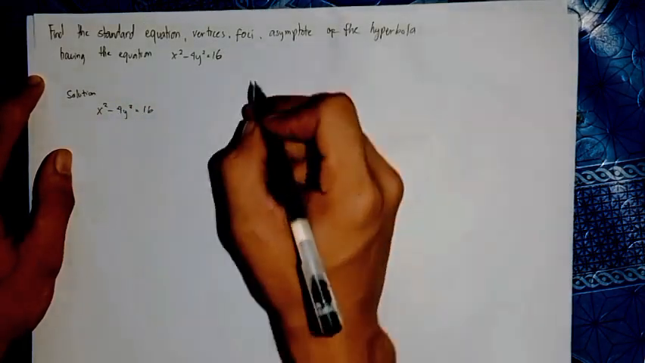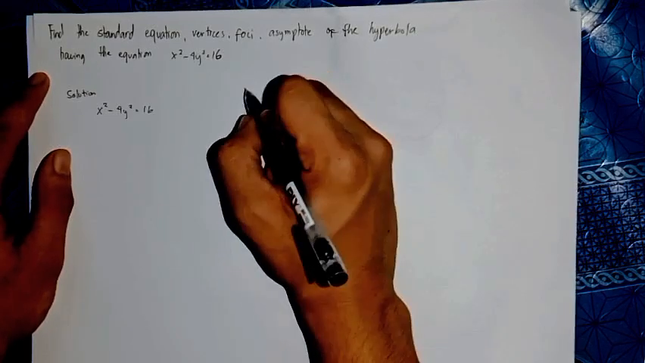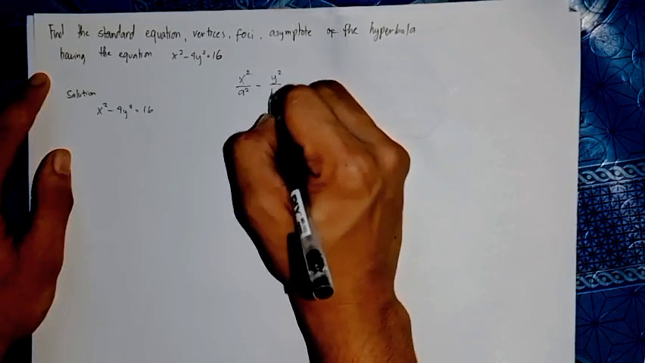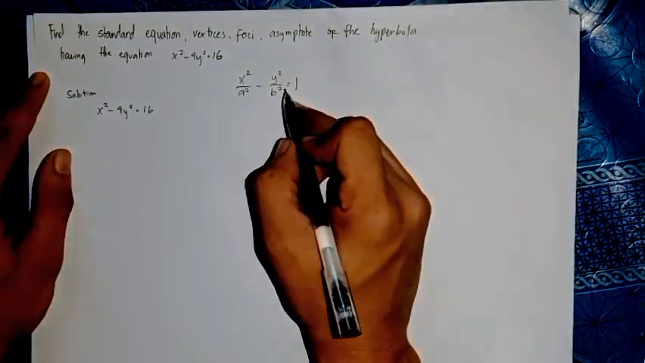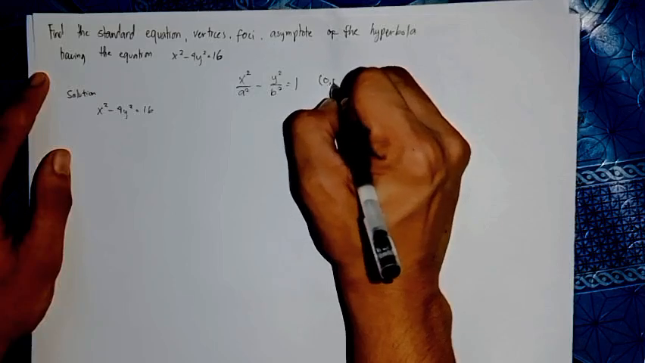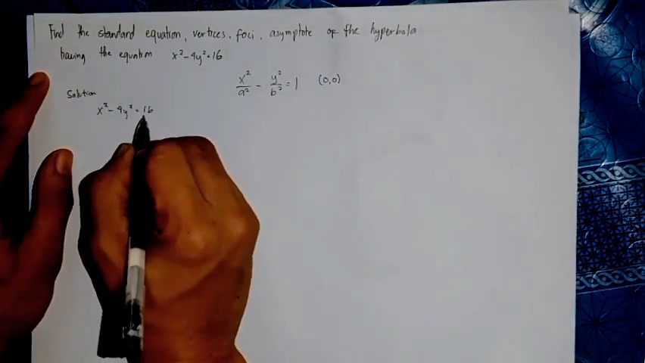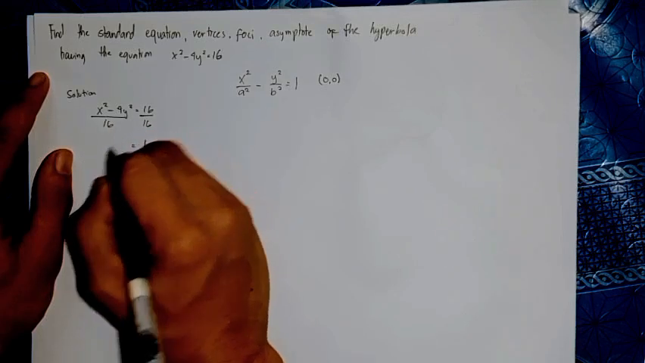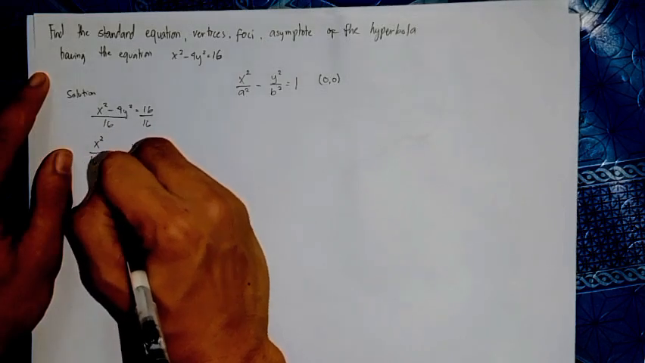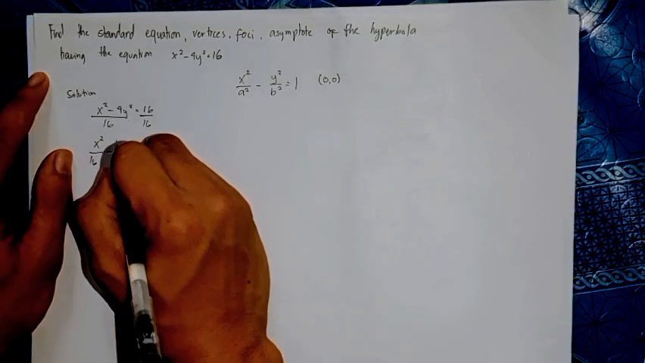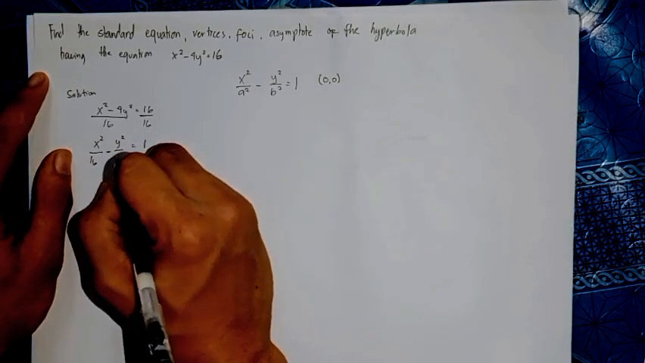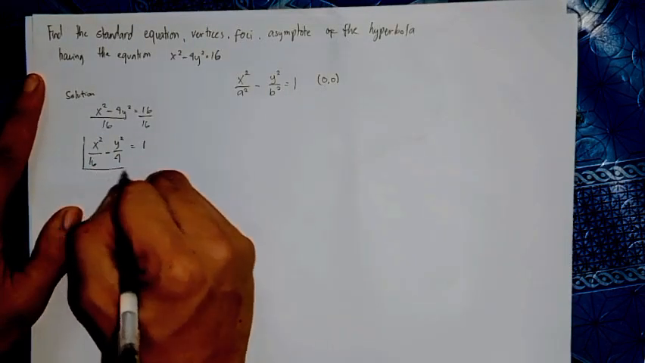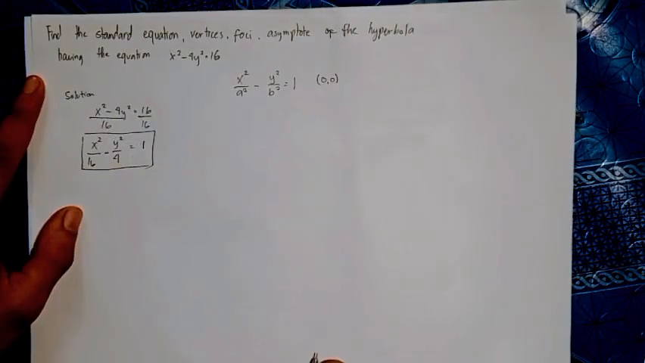Remember that the standard equation of the hyperbola is x squared over a squared minus y squared over b squared is equal to 1, having a center of 0, 0, right? So let's make this equation into the standard equation. Let's divide both sides by 16. Therefore, we have x squared over 16 minus 4y squared over 16, so y squared over 4. Now this is the standard equation of this hyperbola.